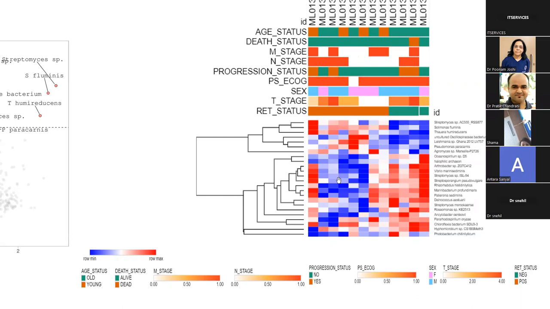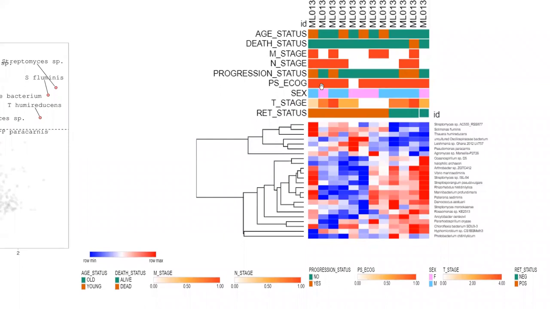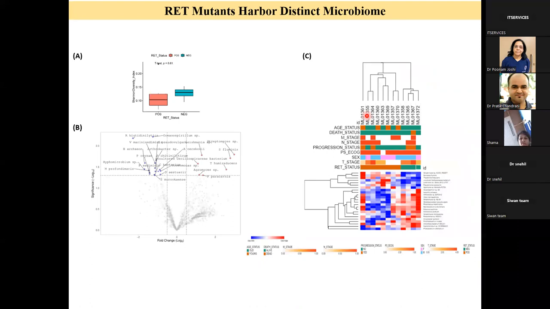Now this is not observed to be associated with any of the clinical parameters, say for example age or death status or TNM staging or performance status and so on. So we know that these microbes are not actually associated with any clinical parameters, but they are actually associated with only RET mutation status. Now, a RET oncogene is altering a microbiome, and that's a very complex link that we are further investigating to find out the mechanism of how an oncogene is affecting a microbiome change.